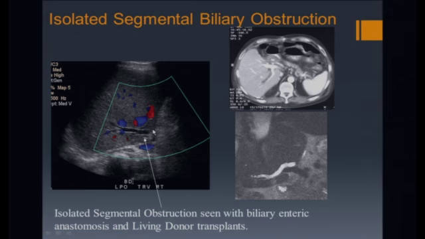So here we have a patient where you see an isolated dilated bile duct, and this is the corresponding CT image showing the dilated bile duct, and this is the corresponding MRCP image. So only one segment of the liver is obstructed. The rest of the liver has a separate drainage from a different biliary enteric anastomosis which is not obstructed.